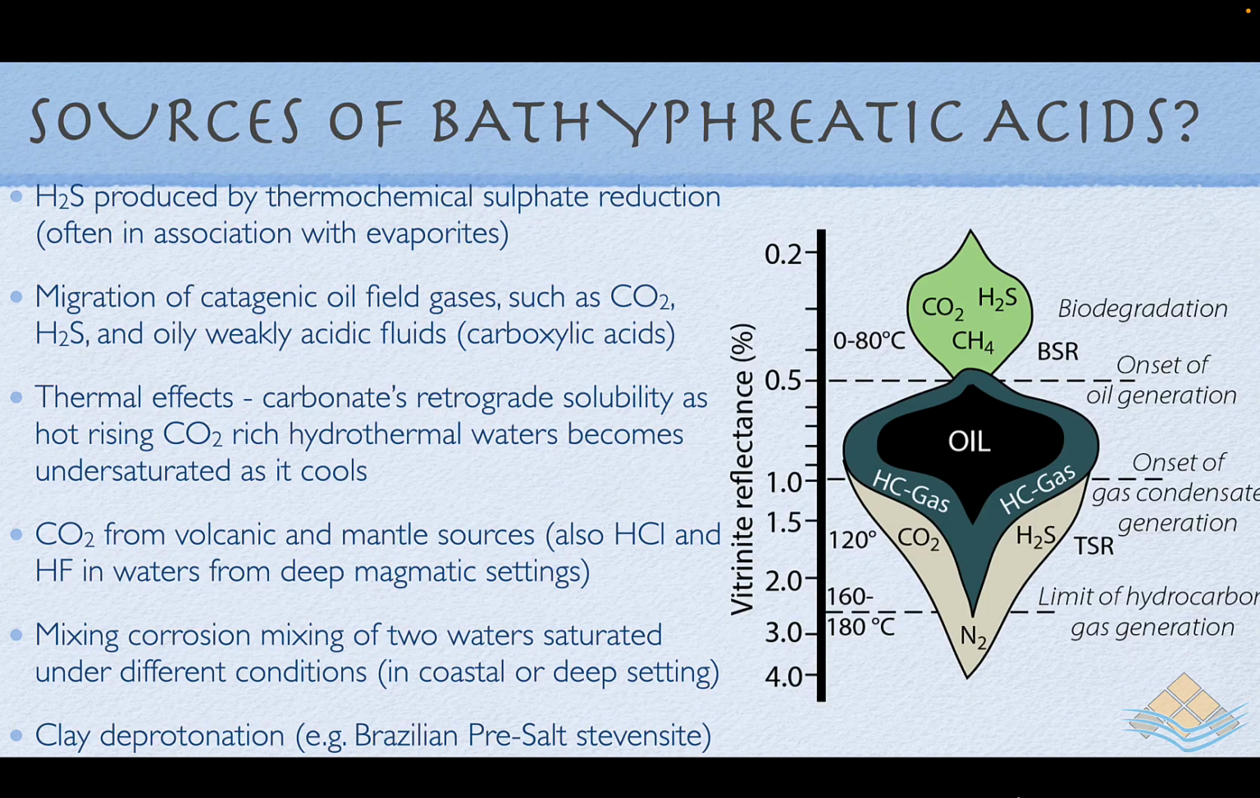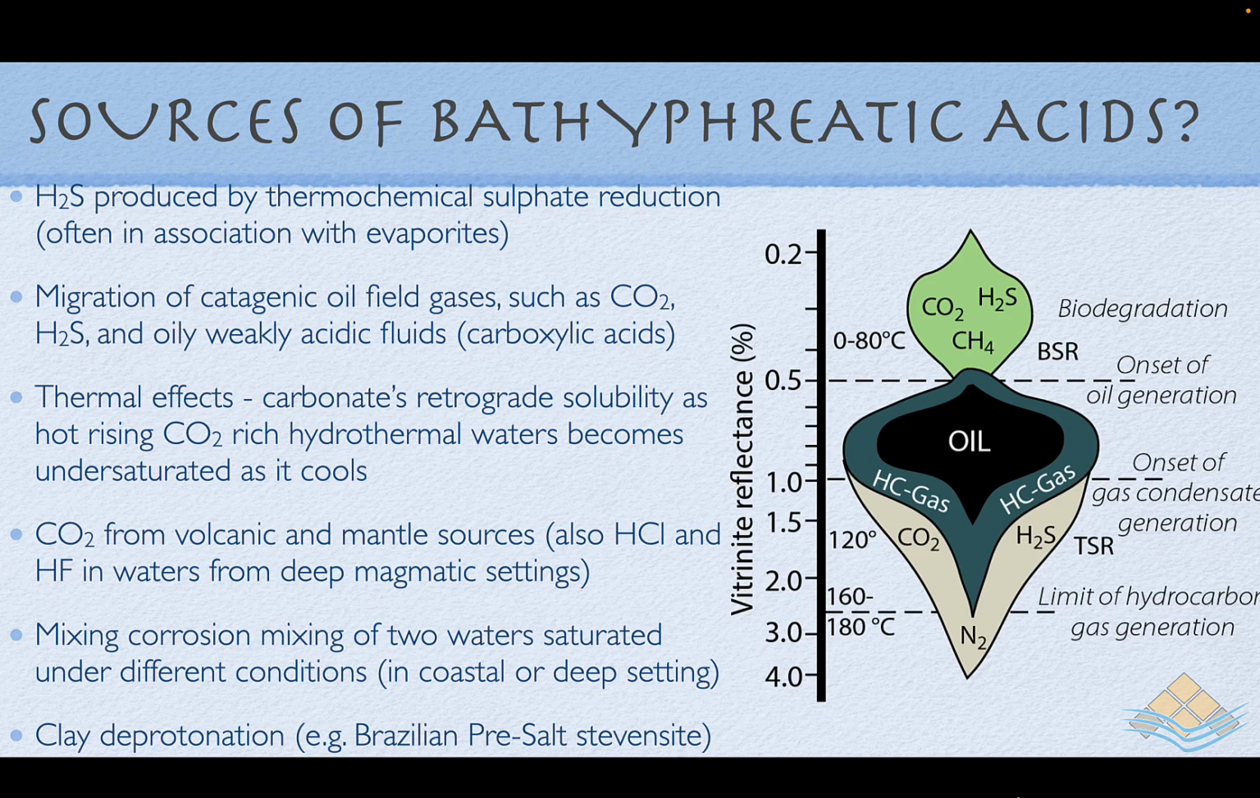We can form karst at depth below the water table where we have mixing corrosion of two waters that are saturated under different conditions coming together to form undersaturated conditions, as in our discussion of meteoric diagenesis. There we focused on the coastal zone where we had a mixing of meteoric phreatic and marine phreatic waters. But this can also occur in deeper settings, in bathyphreatic settings, where we have mixing of two waters. We can also have situations where we have deprotonation of clays creating acidic conditions, as we discussed in the evaporites course when we looked at the pre-salt formation of stevensite in the Aptian evaporite-associated carbonates of offshore Brazil.